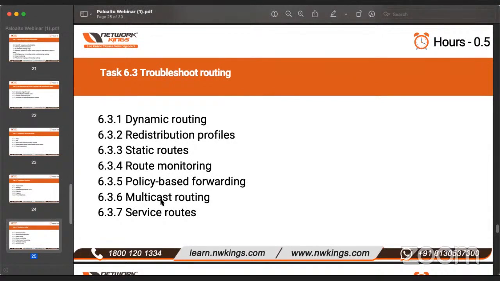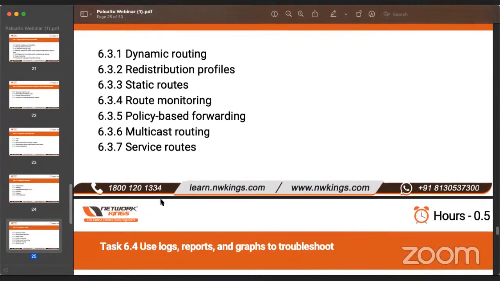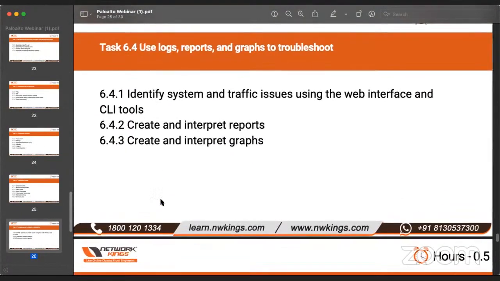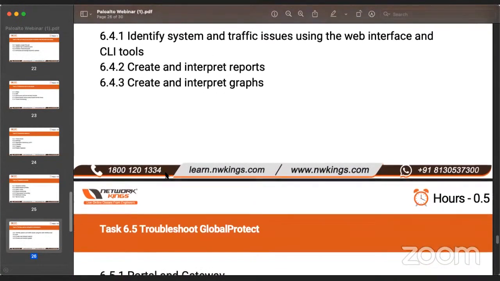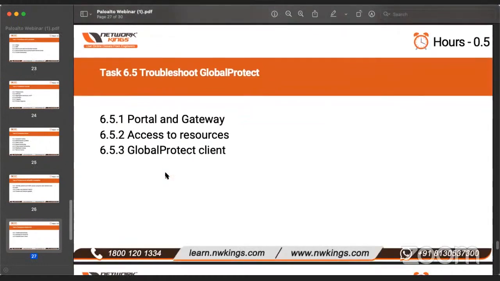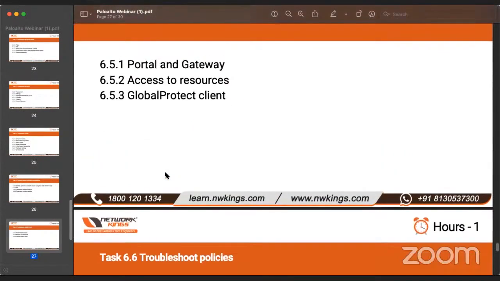Or because of no route, you don't see any sessions on the firewall. How do you deal with that? Then we will talk about different types of logs and reports on the firewall. And finally, GlobalProtect and basics.